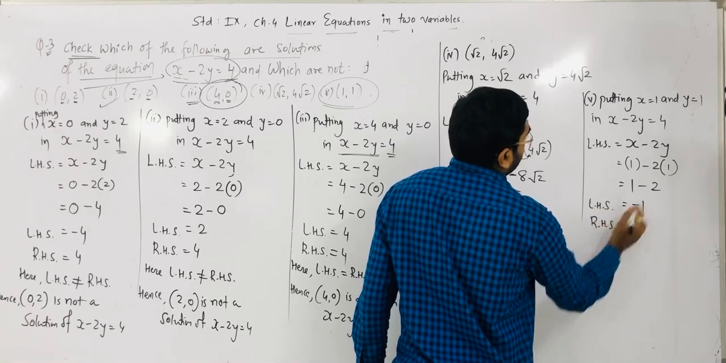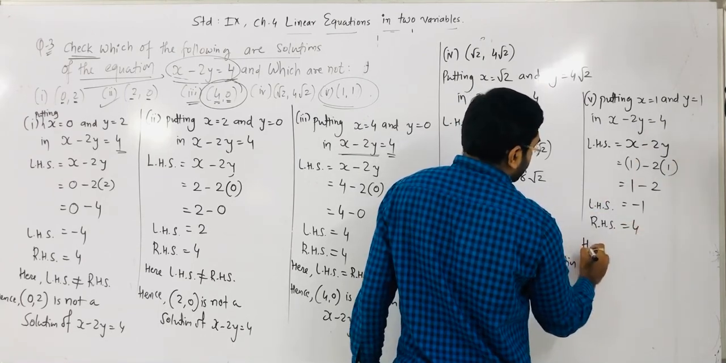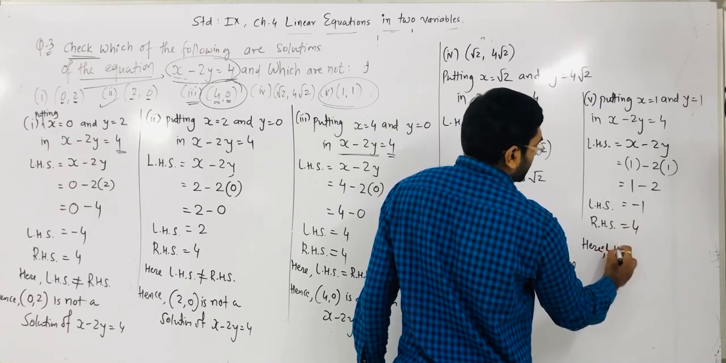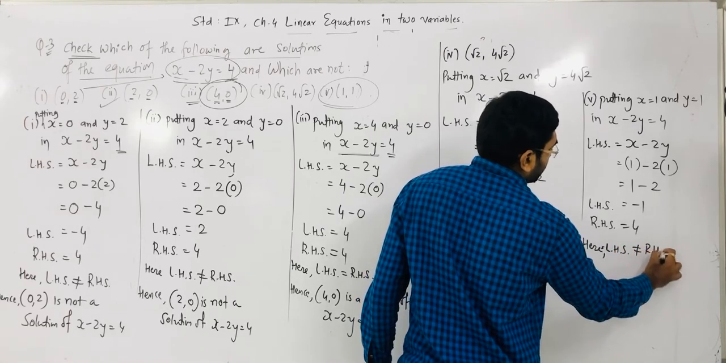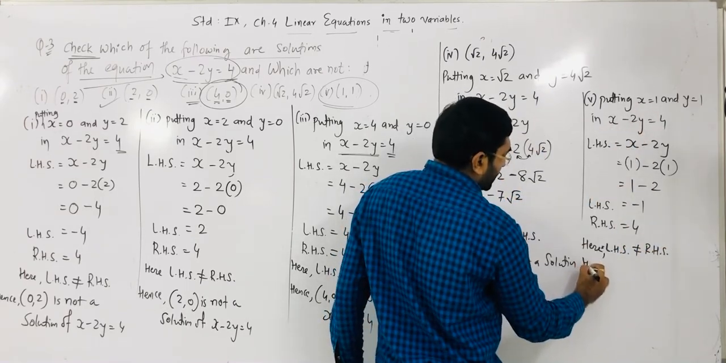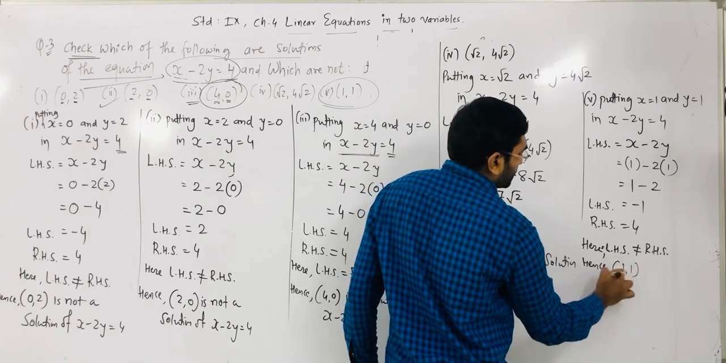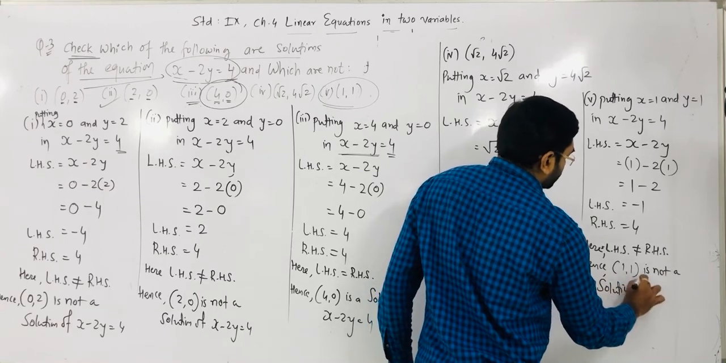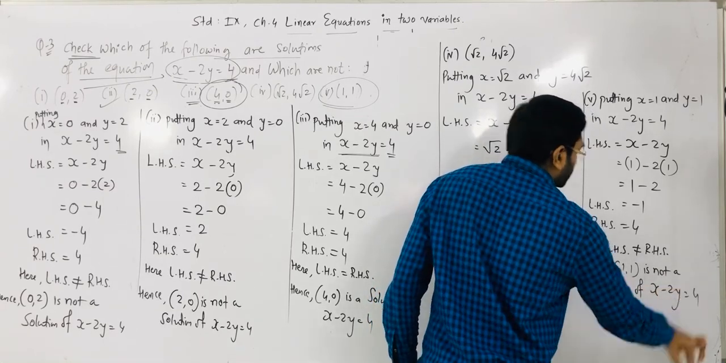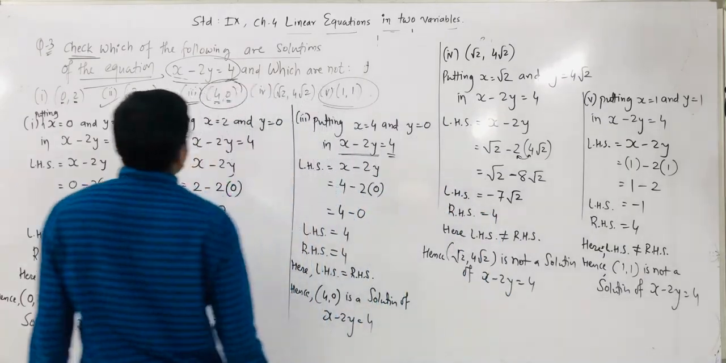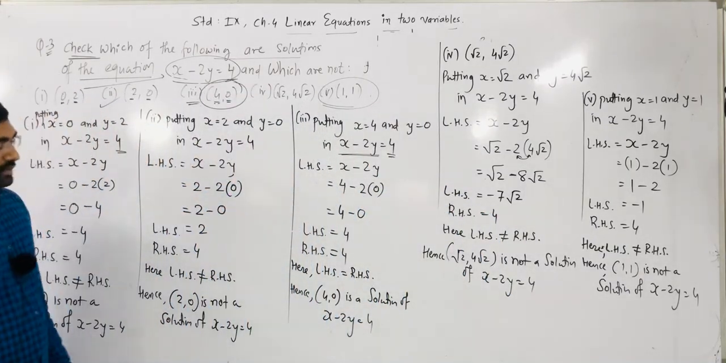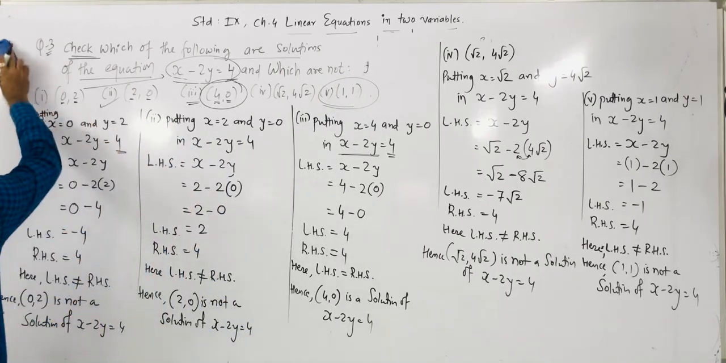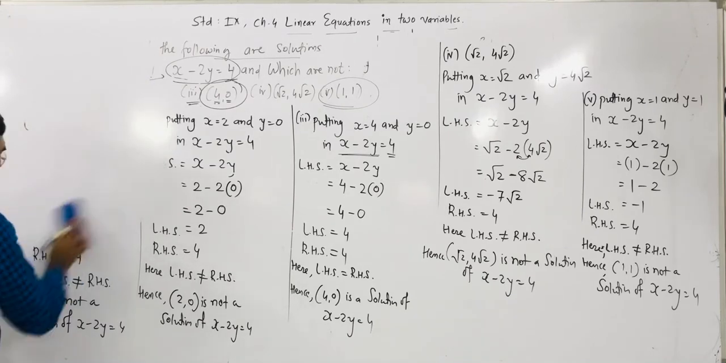And the right hand side of the equation is 4. So we can say these two values are not equal. The left hand side is not equal to the right hand side, hence 1, 1 is not a solution of x minus 2y is equal to 4. Okay, so it is very easy. That way you can check whether the given solution is a solution of the given equation or not.